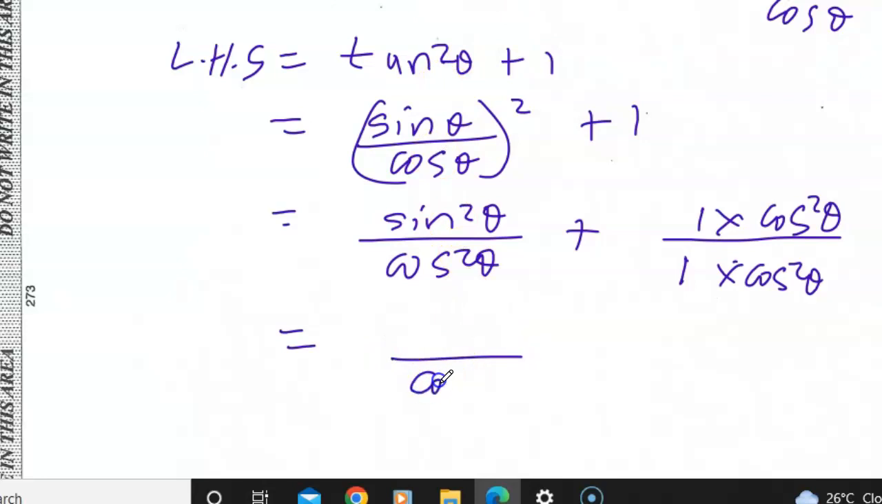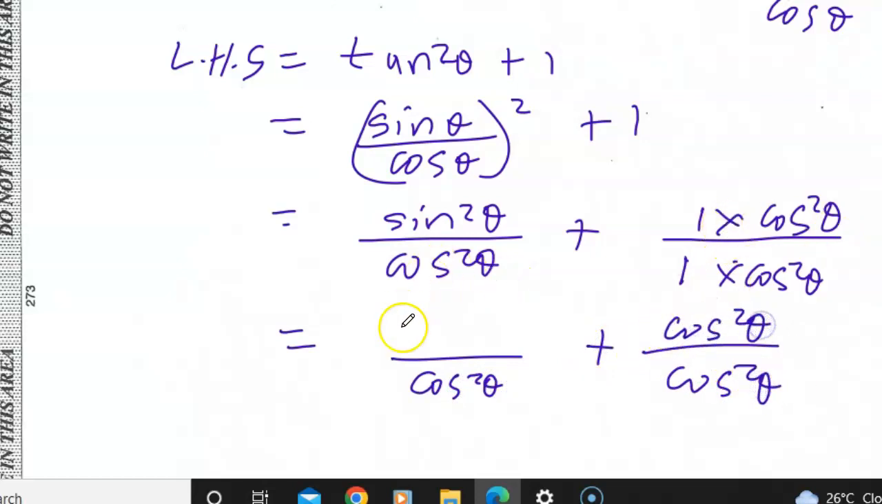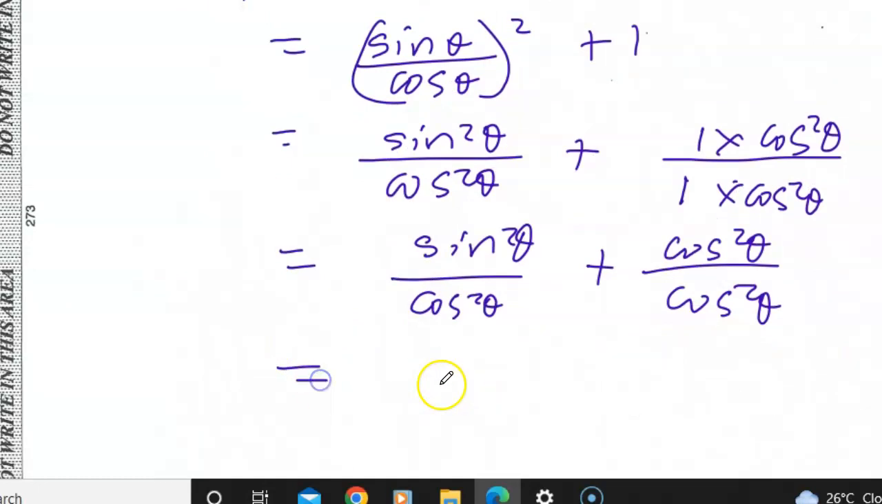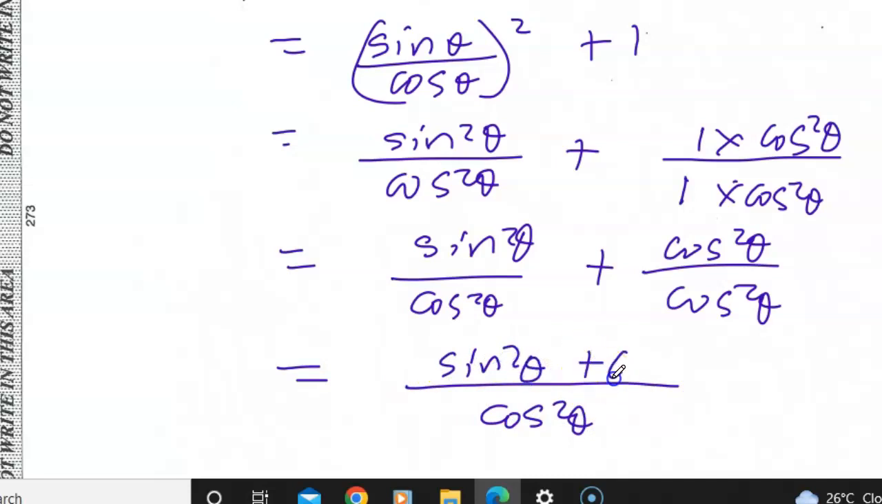This is cos square theta. This is also 1 times cos square, that's cos square theta. And we have sine square theta. So we have a common denominator in cos square, so we can put everything in the numerator over cos square theta. So this is sine square theta plus cos square theta.